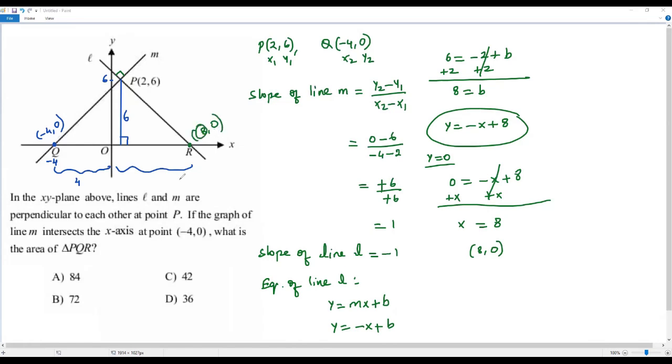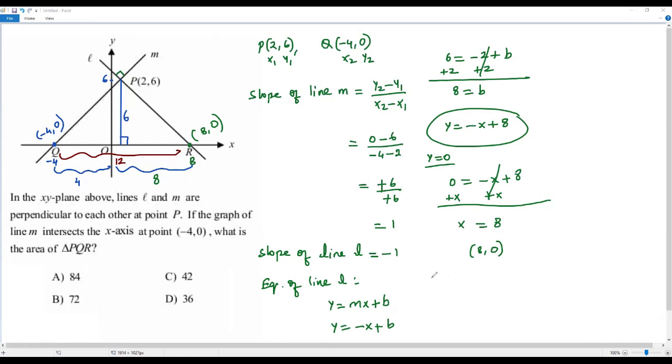Since the x-coordinate over here is 8, the value I have on the x-axis at point R is 8. Then what is the length of this line segment OR? That is 8, because here we have the value 8 on the x-axis. Now we got the length of this line segment OR. Already we have the length of the line segment OQ. To get the base of the triangle PQR, we have to add these two lengths, 4 and 8. Then the base of the triangle PQR is 12. This 4 positive 8 is 12.